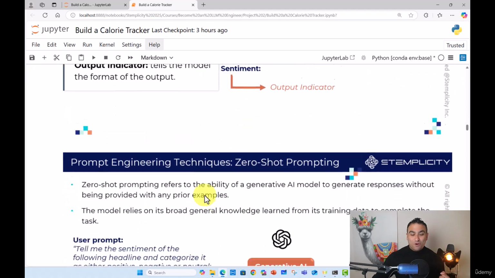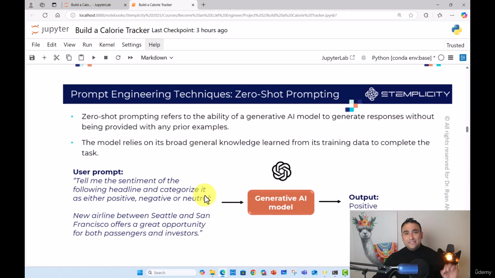So let's keep going. The next topic that I want to cover is what we call prompt engineering techniques. So the first technique is known as zero-shot prompting. The name sounds pretty fancy, but it's actually pretty straightforward. It's pretty simple. Shot means examples. If I say zero-shot prompting, that means zero examples prompting. That means I'm just going to ask the AI to do something without giving it examples.